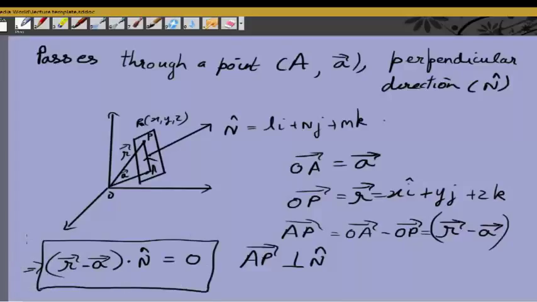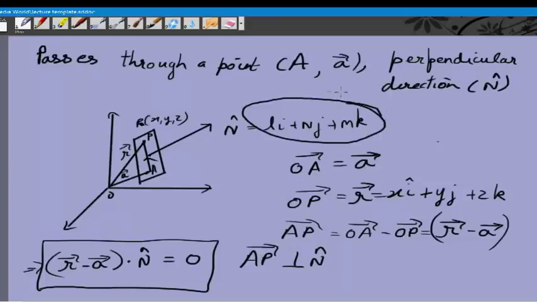So earlier we had R dot n cap is equal to D, where we knew D and n cap, where n cap was the perpendicular direction and D was the distance from the origin. Now it's R minus A dot n cap is 0, and if this is n cap and A is given to us to be, let's say, x1 i cap plus y1 j cap plus z1 k cap, then this equation would be x minus x1 into n cap. So x minus x1 into L plus y minus y1 into M.